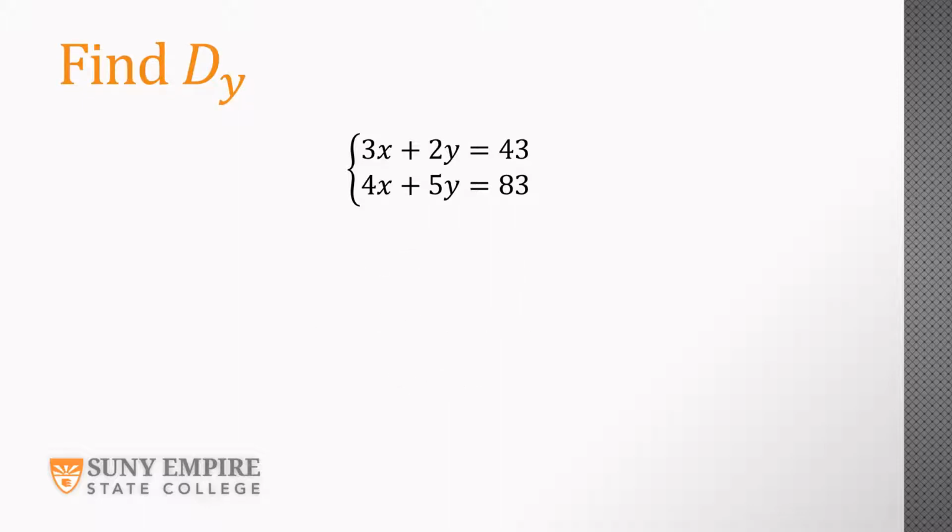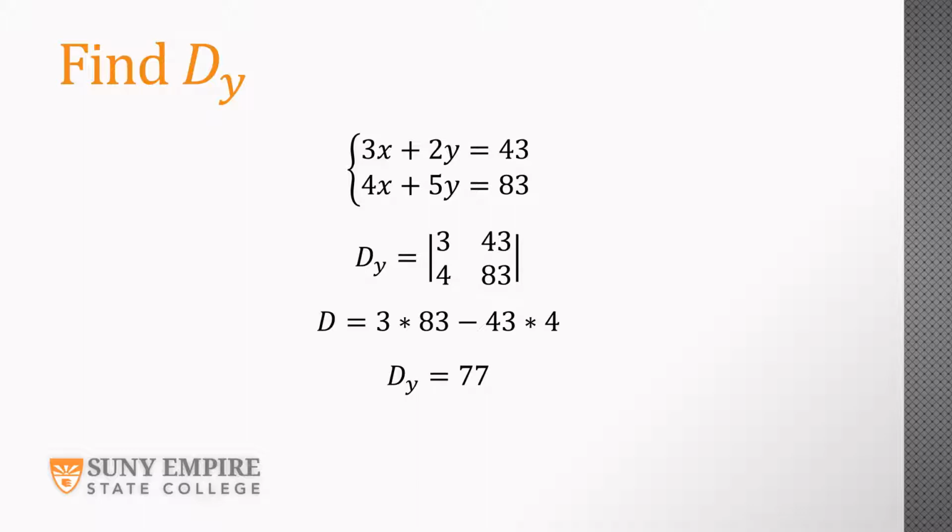We also need to find d sub y. We replace the coefficients for y with the solutions. We find the determinant of 3 and 43, then 4 and 83. This gives us 3 times 83 minus 4 times 83.